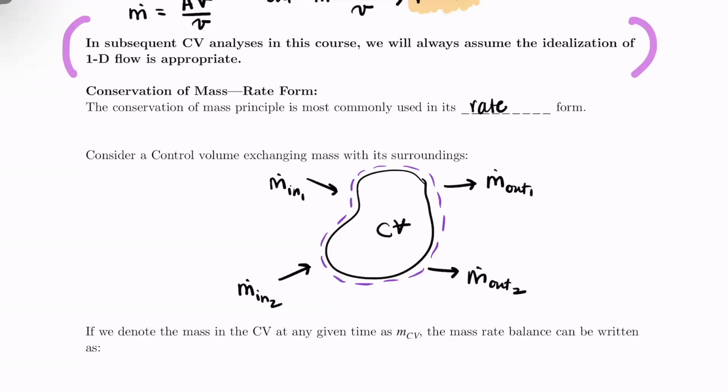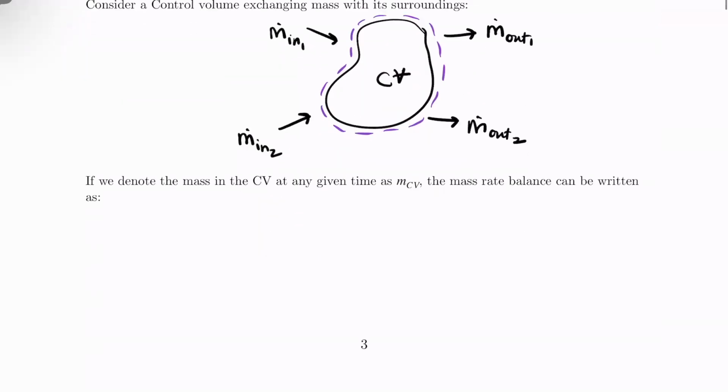If we call the mass inside of the control volume at any given time m_CV, then we can write our balance as the following. So we have dm_CV/dt is equal to the sum of the mass flow rates going in minus the sum of the mass flow rates coming out.